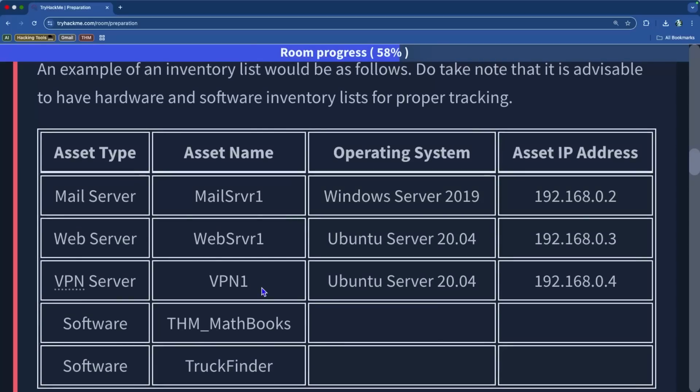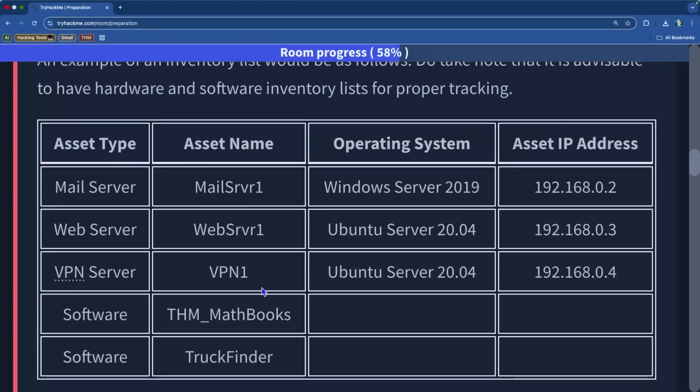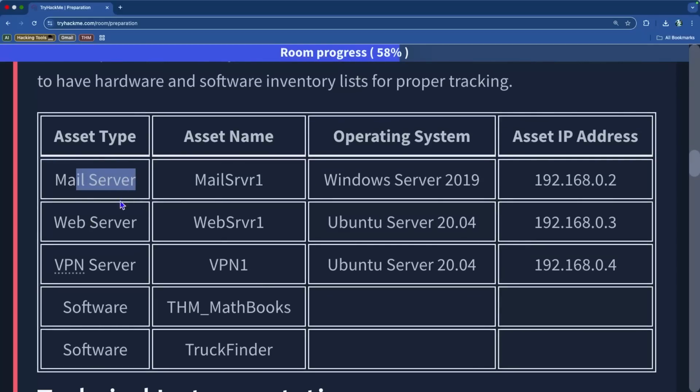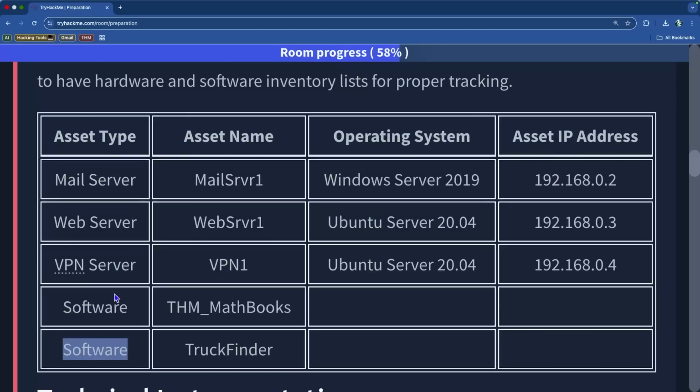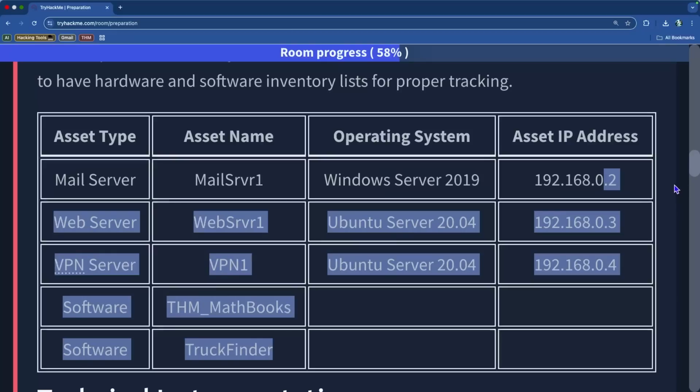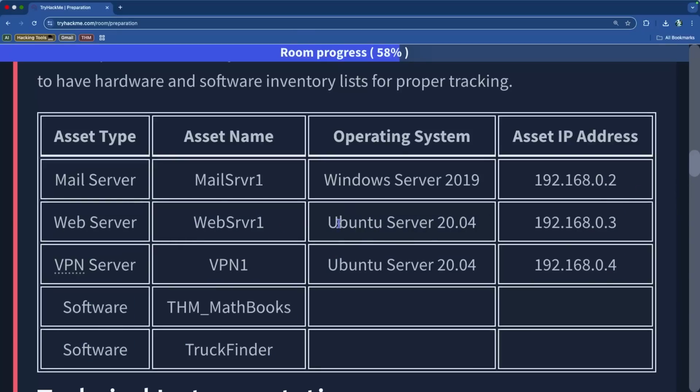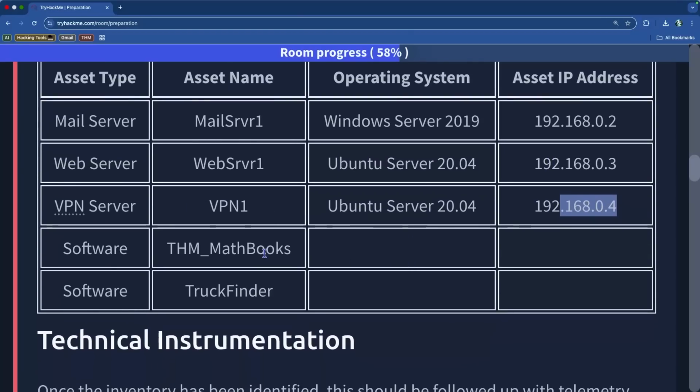So this is just one version of this. This is an example of this. So we have a mail server, a web server, a VPN server, and then the software. So the mail server 1 is on Windows Server 2019. This is the IP address. The web server is on Ubuntu 20.04, and that's the IP. And then the VPN is on the same Ubuntu, different IP, right? And then you have the THM math books, which I guess is kind of like QuickBooks, and then software for truck finder, right?